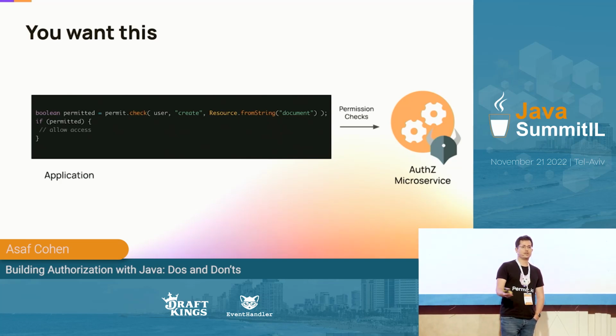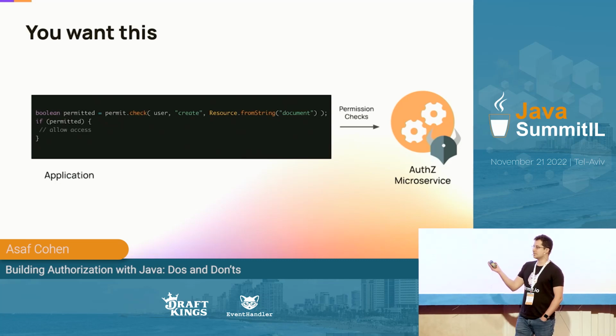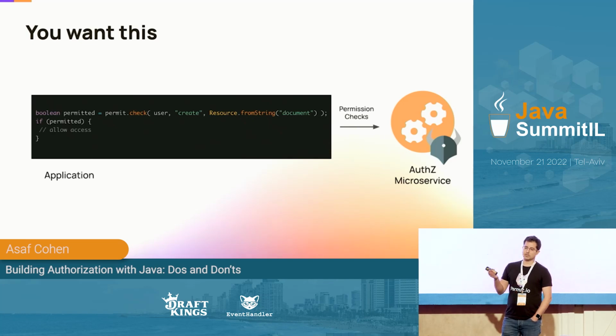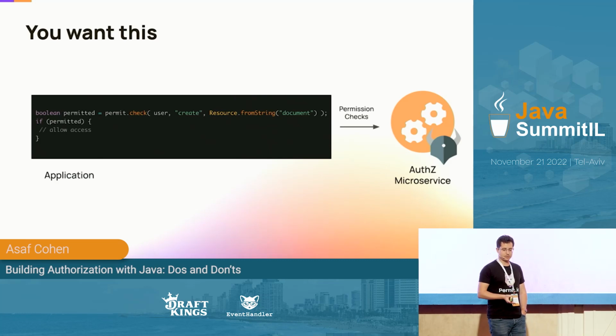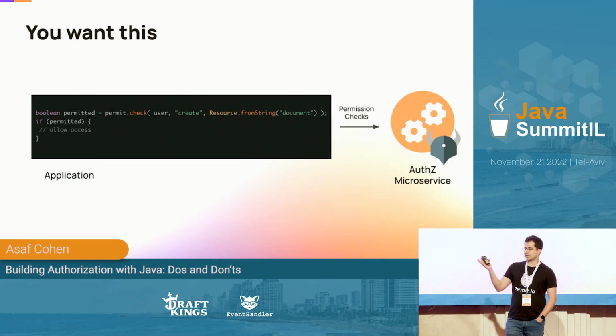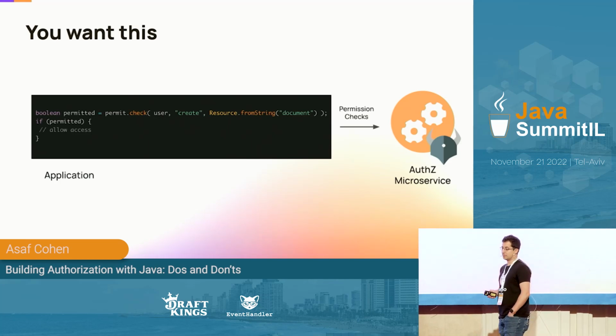So every authorization question has three main components. Who is trying to access? That's the user or even a machine if it's an API key. What they're trying to do, so the action, in this example, create. And on what resource is the action attempted, for example, a document. So is this user allowed to create a document?